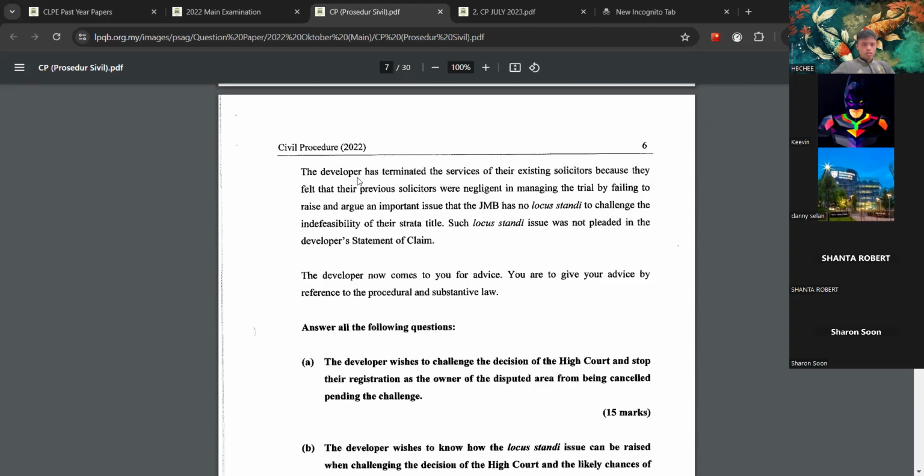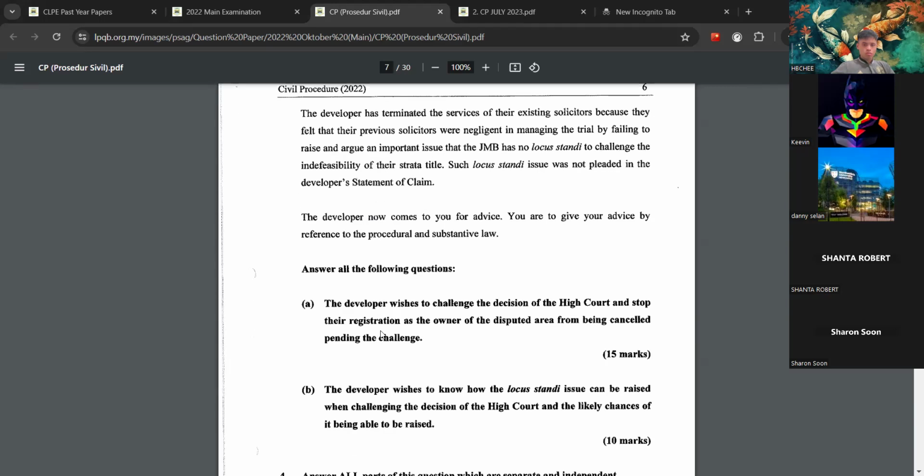The developer terminated the services of the existing solicitor because they felt that their previous solicitor was negligent in managing the trial by failing to argue an important issue, that JMB has no locus standi to challenge the indefeasibility of their strata title. Locus standi was not pleaded in the statement of claim. Now, how are you going about it, just to challenge and stop the registration from being cancelled pending the challenge? Okay.